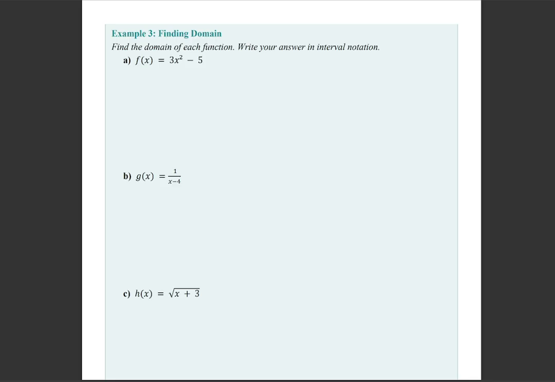This first function doesn't have either of those cases going on, which means all x values are valid. So our domain is negative infinity to positive infinity, the entire number line.